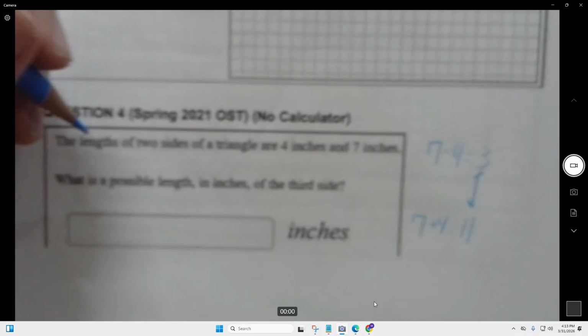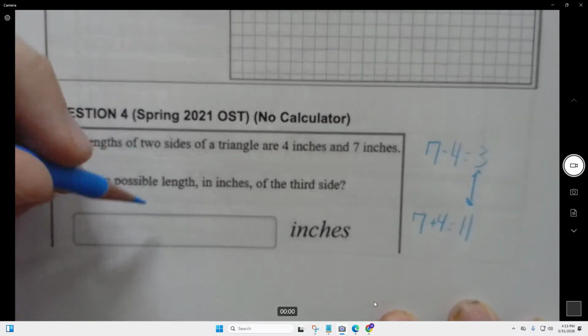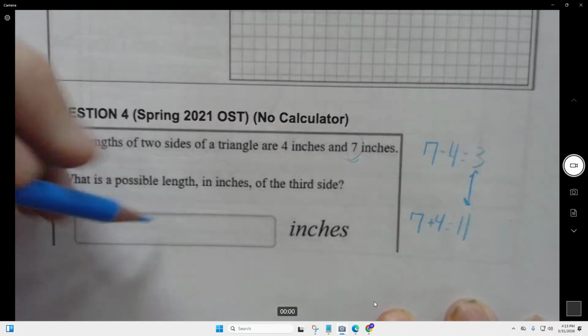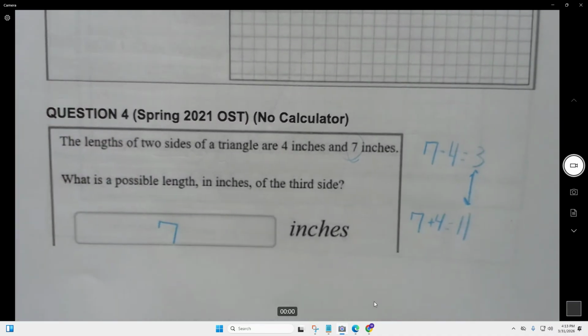Or, and hear me out on this, you could just pick the bigger of the 2, which is 7, and just say 7, and say it's an isosceles triangle, and be done. Easy.